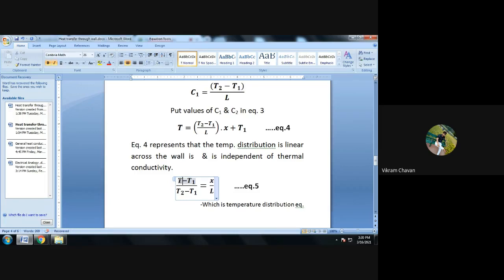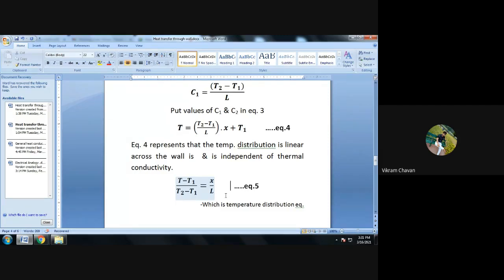So T is the unknown part, and T1 and T2 are the known part. Just put the values of T1 and T2 temperatures, and the distance at which you want to determine the temperature you put here instead of X. The total thickness of that particular wall is a known quantity. So you can easily determine the temperature at an intermediate distance. This is the significance of this equation, which is called the temperature distribution equation for wall or rectangular geometries: T minus T1 divided by T2 minus T1 equals X divided by L. Getting everyone? Is there any question, any doubt?